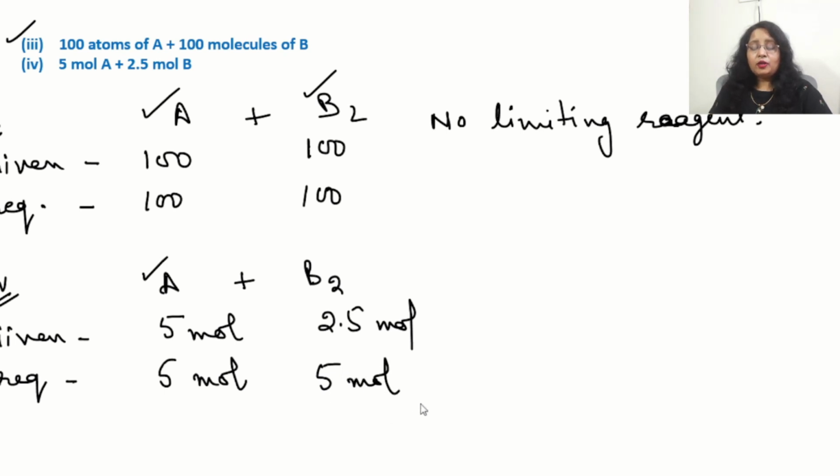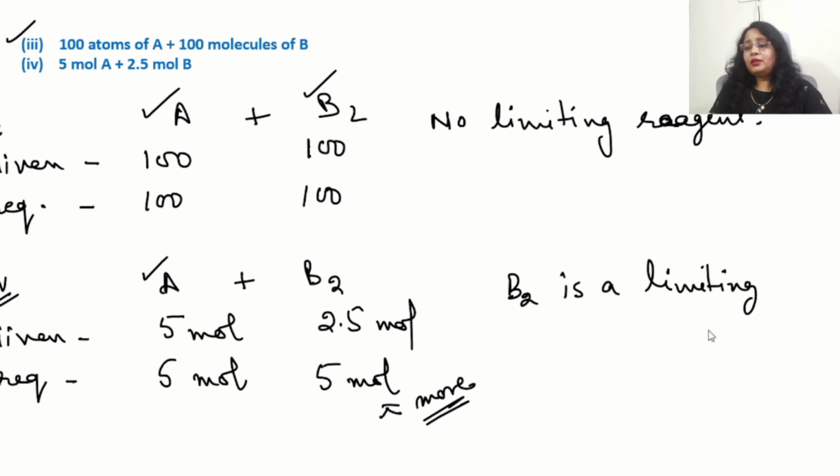Now here the required quantity is more than the given quantity. So when the required quantity is more than the given quantity, it means B2 is our limiting reagent in this mixture. So here B2 is a limiting reagent because B2 is in less quantity, and as soon as the B2 is finished, the reaction will stop working, and the product quantity is determined only by the B2.